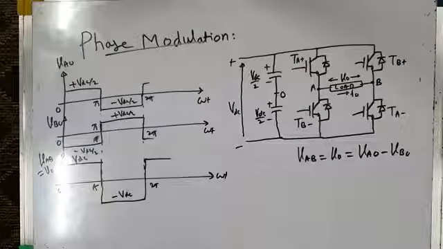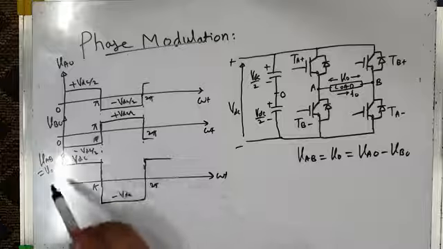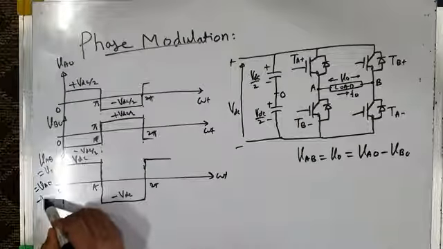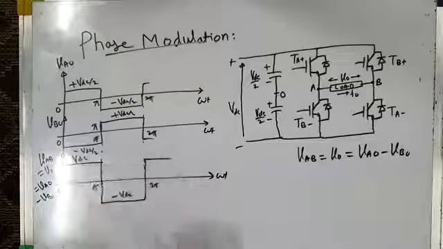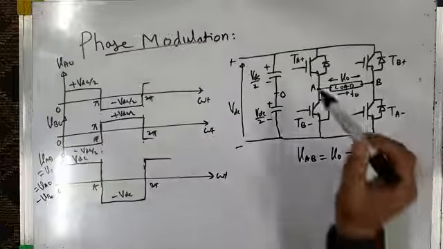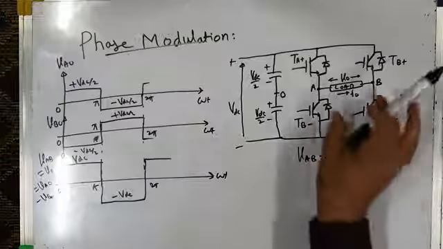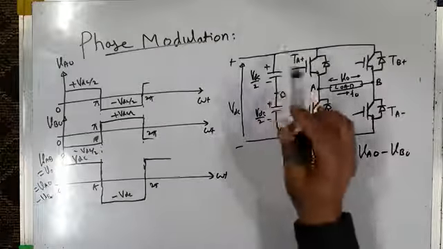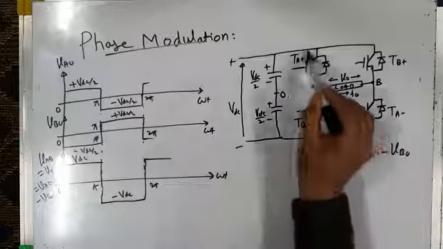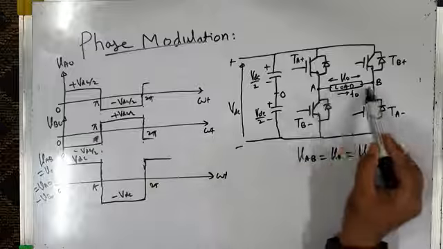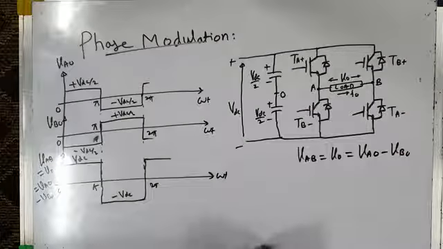Okay, so this is my load voltage. In terms of pole voltages, this load voltage VAB is pole voltage VAO minus VBO, and this is what we get. You can see that from 0 to pi, TA plus and TB minus are turned on, so the load directly gets connected across the DC bus, with A connected to the positive bus, B connected to the negative bus, and VAB, which is V naught, is equal to plus VDC.